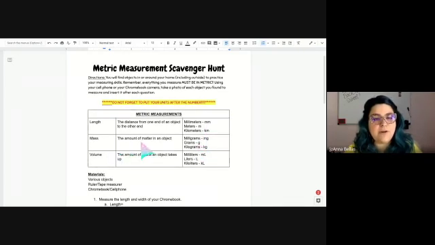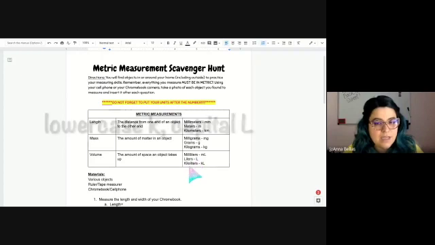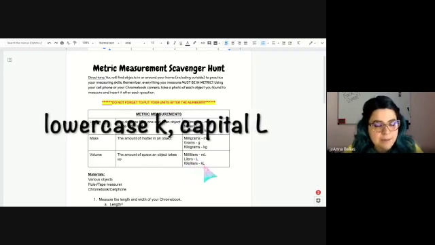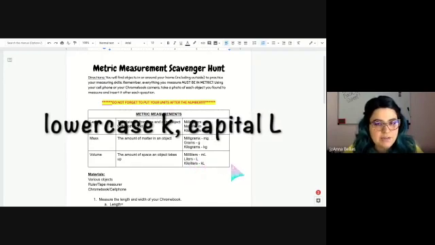Mass, the amount of matter in an object: milligrams, mg, grams is g, and kilograms is kg. And then volume, the amount of space an object takes up: milliliters, lowercase m capital L, liters, capital L, kiloliters, lowercase k capital L. Pay attention to that. That's important.